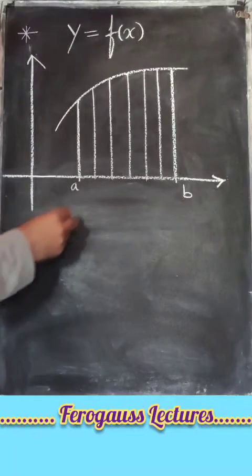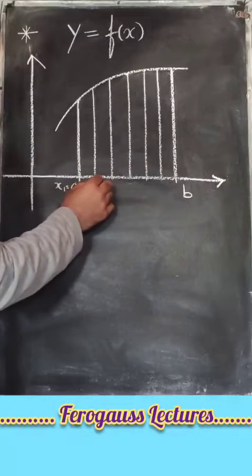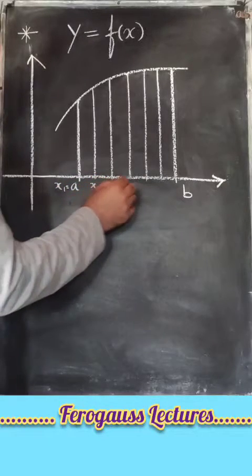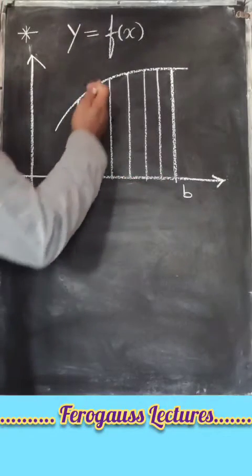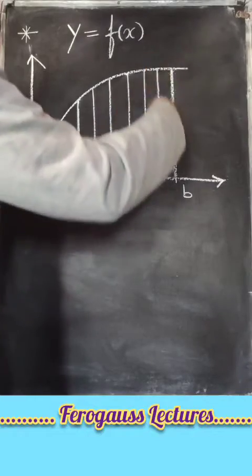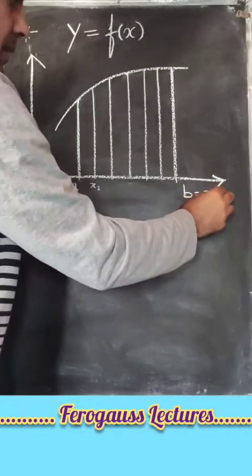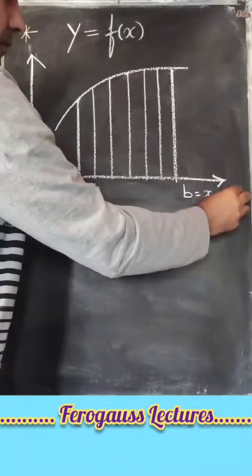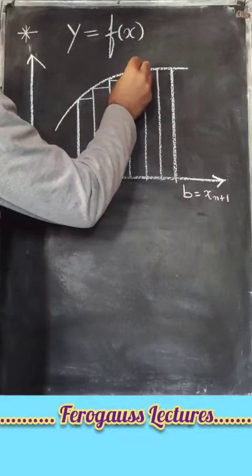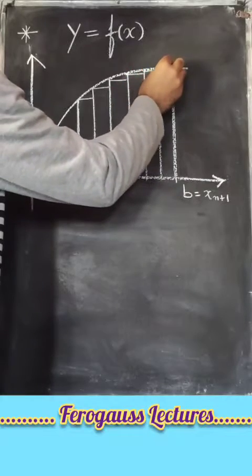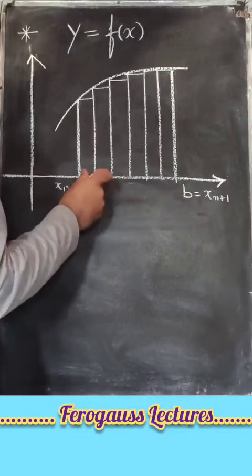Now let x1 is equal to a, this is x2, and so on. Now to draw n number of rectangles, we have to draw n plus 1 vertical lines. So in that case, b is equal to x(n+1). Let's complete these rectangles. Also, let width of each rectangle be equal to h.